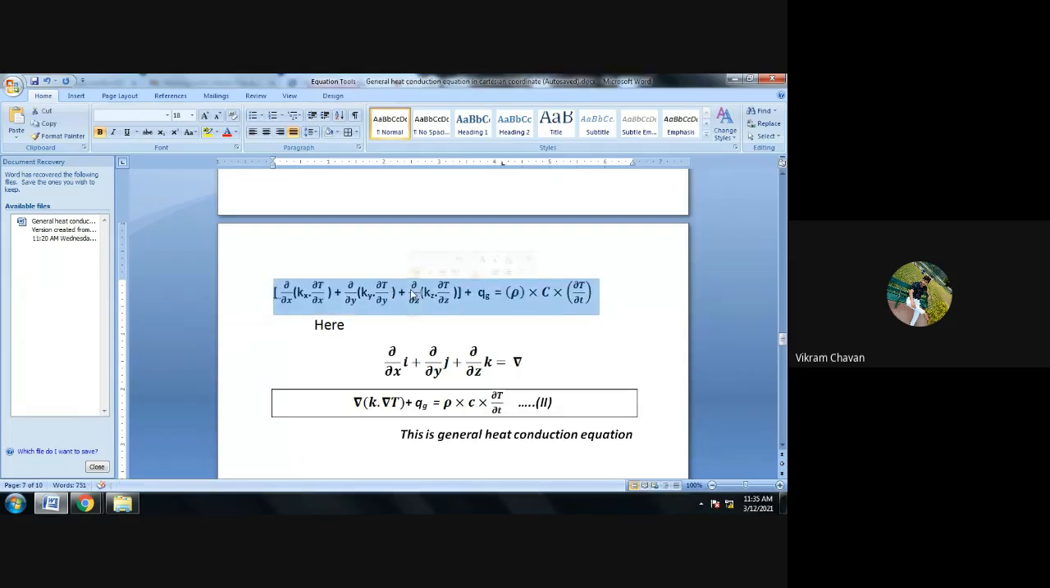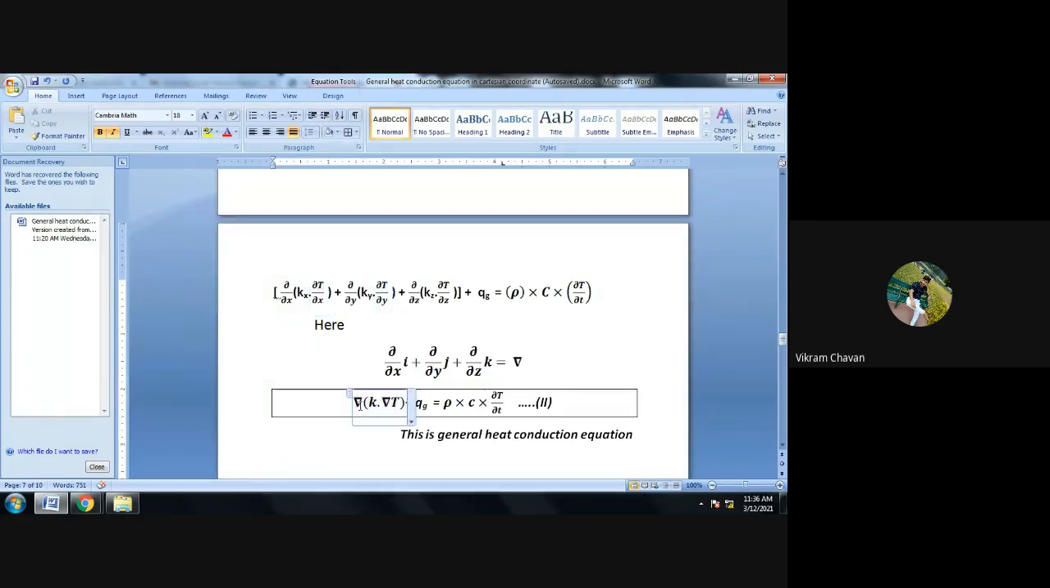Which part? This one, the first part. For the first part we are applying the del operator. First we apply the del operator outside the bracket, and next we apply the del operator for the temperature change. So this bracket is changing with respect to the axis. What it means is, this bracket is changing with respect to axis, and the temperature is also changing with respect to axis.